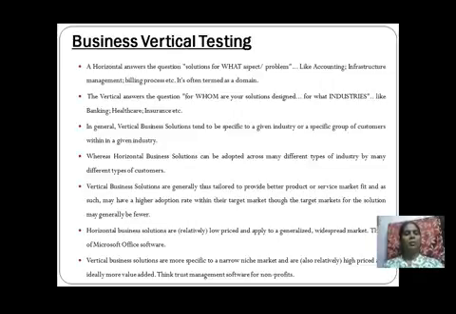So banking applications are different, healthcare applications are different, insurance applications are different. Why? Because their functionalities and features are different. Why? Because they are used by different types of customers. So a vertical business solution tends to be specific to a given industry or for a specific group of customers within a given industry.